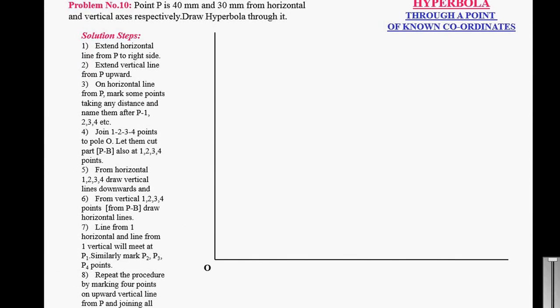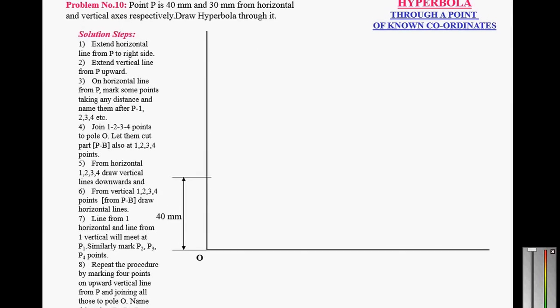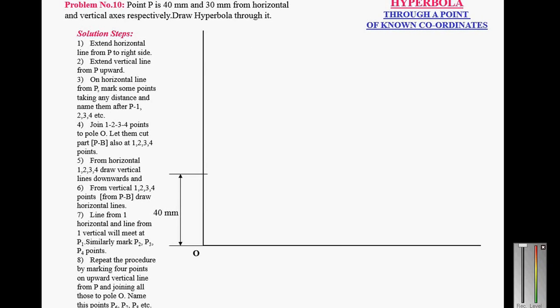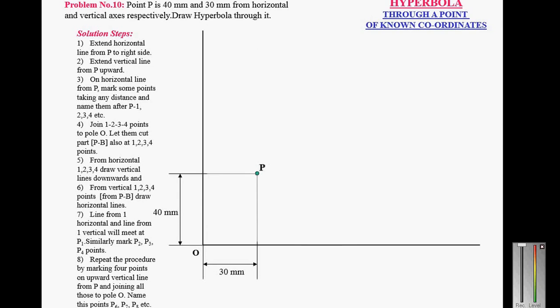So this is the hyperbola. Point P is at a distance of 40 millimeter and 30 millimeter from the horizontal and vertical axes. So first of all mark the point. So this is the point P.